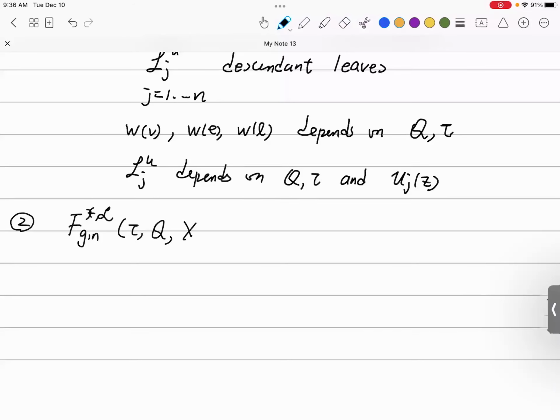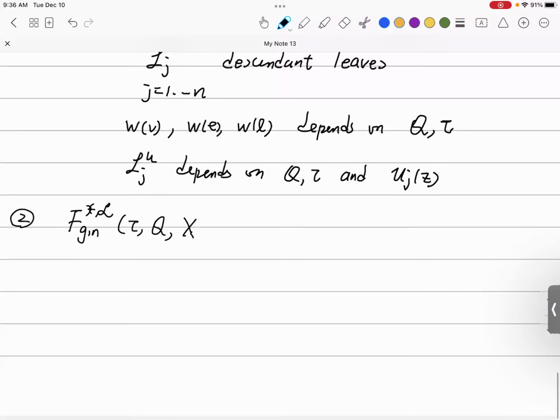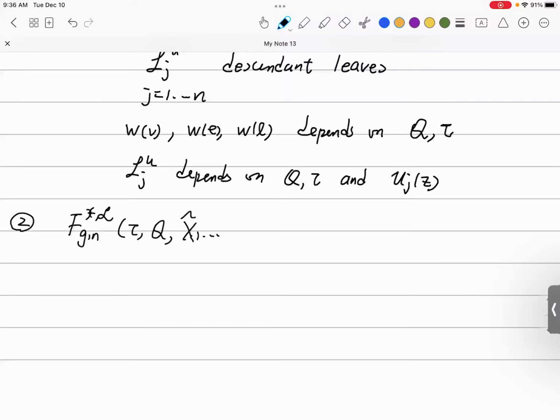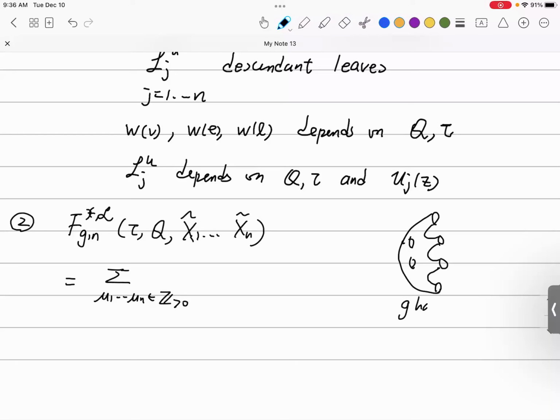So in addition to these variables tau and q, there are open string variables x1 to xn. So I'll write it as follows. We fix g and n, and we sum over mu1, ..., mu n. These are like winding numbers. So these are supposed to be a generating function counting holomorphic curves from bordered Riemann surfaces with g handles and n holes.